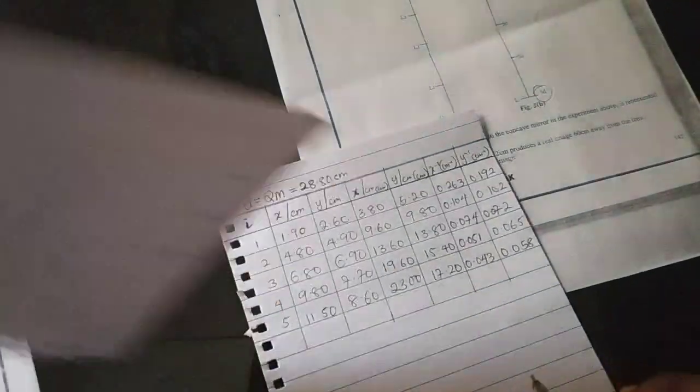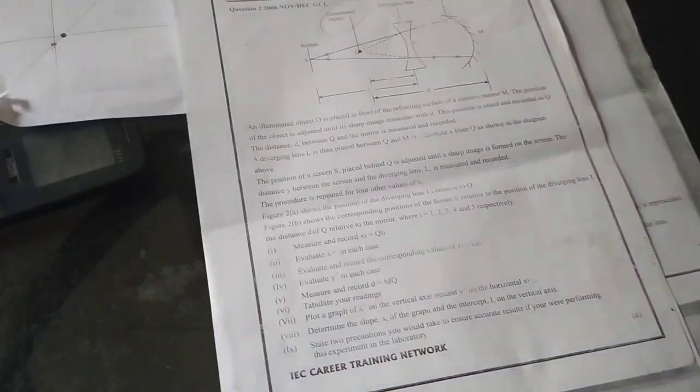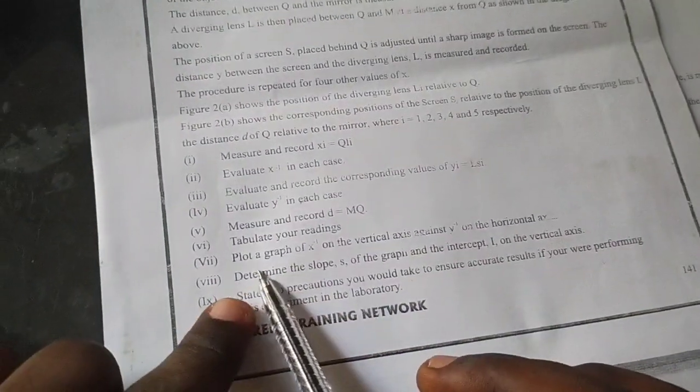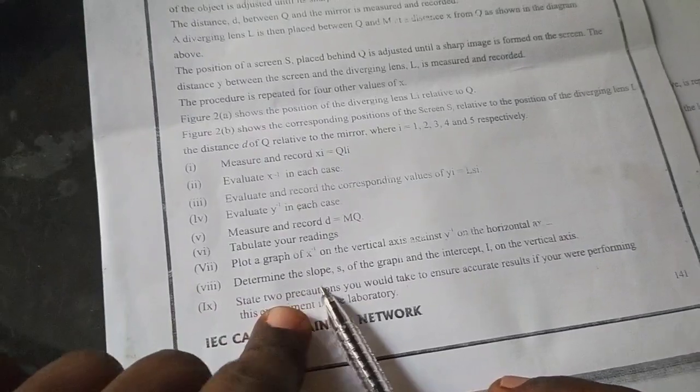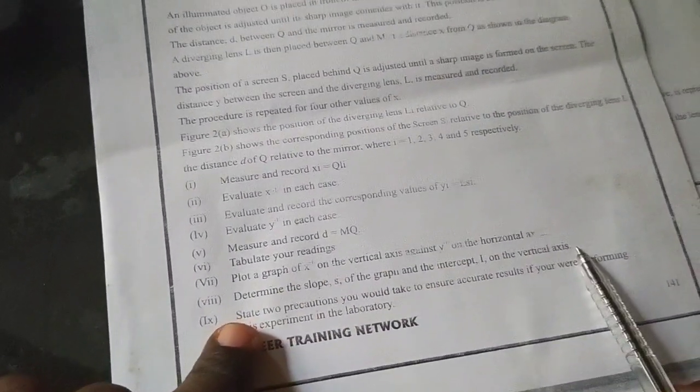And if you still find it difficult to know how to plot a graph, check the description box. I'll drop the video that I used to cover a detailed explanation on how to plot any graph in physics, what you have to do to plot any graph in physics. So let's see the next question. After the plotting of the graph, the next one says determine the slope S. Everything is covered in that video, so you can get how to do everything. All right. So what's the next thing?